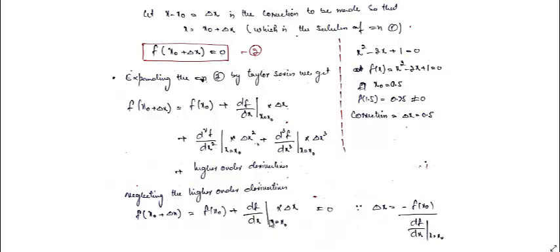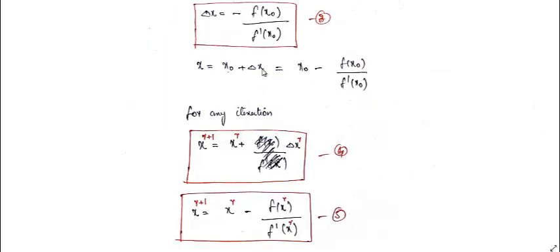So this delta x, when we solve for delta x from this equation, comes out to be equal to minus f of x naught divided by df by dx, evaluated at x equal to x naught. This is the value of delta x. Or in general, delta x is equal to minus f of x naught divided by f dash of x naught. Then the actual x will be equal to x naught plus delta x, or x naught minus f of x naught divided by f dash of x naught.